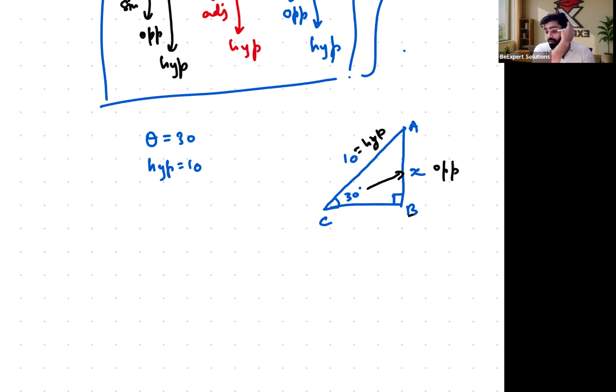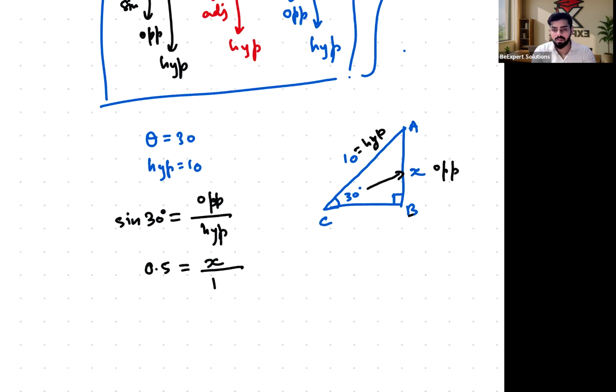So see what has been given: opposite is what we want and hypotenuse is given to you. This relation is for what? Sine. So you will say sine here, and what is the angle given to you? 30 degrees. So sine 30 is opposite over hypotenuse. Sine 30 is, as we just discussed, 1 by 2. 1 by 2 is 0.5 basically. You can also do it from the calculator. And then opposite is x, and hypotenuse is 10.